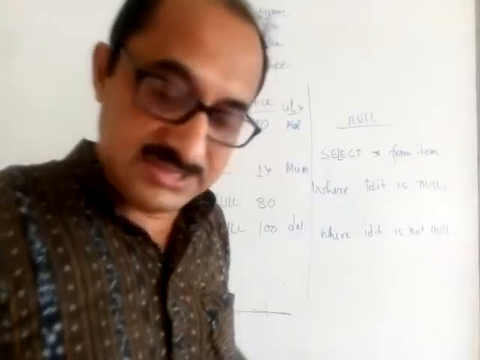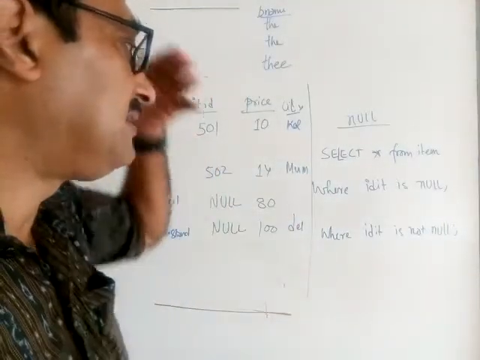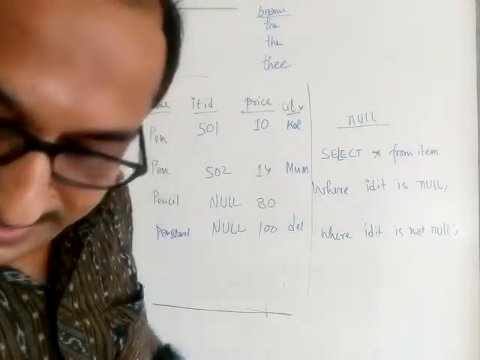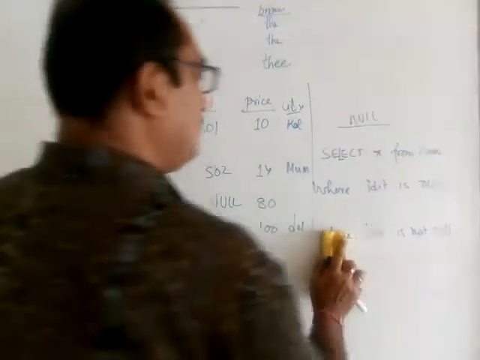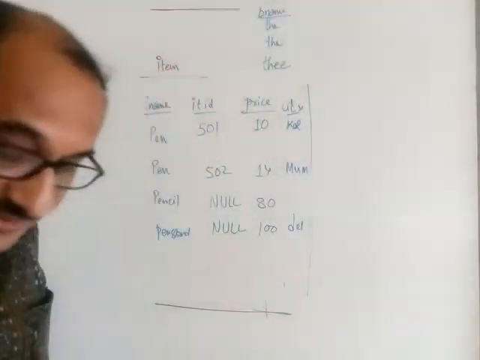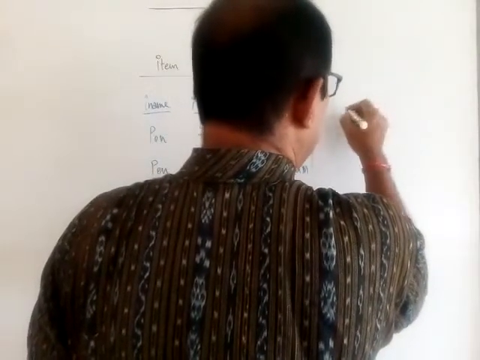Is null, these are not case sensitive. You can write small letters, you can write capital letters, whichever way you prefer. Fine. And another clause I think you know is called order by. That also we discussed in class 11. In order by, order by we have just discussed.